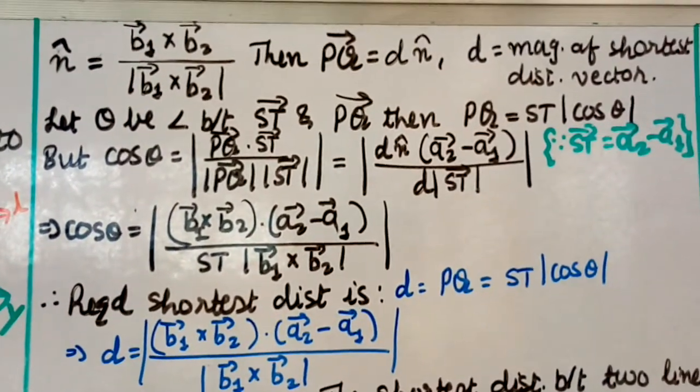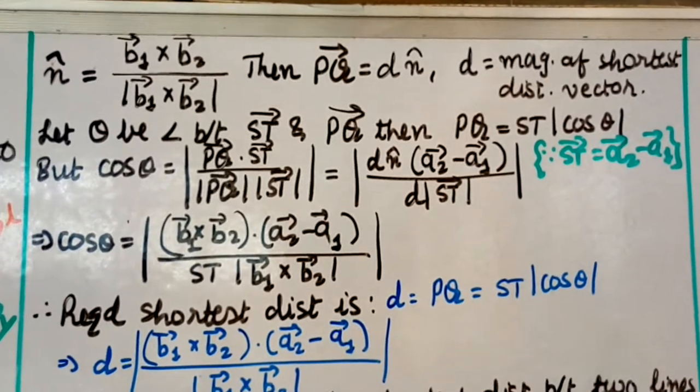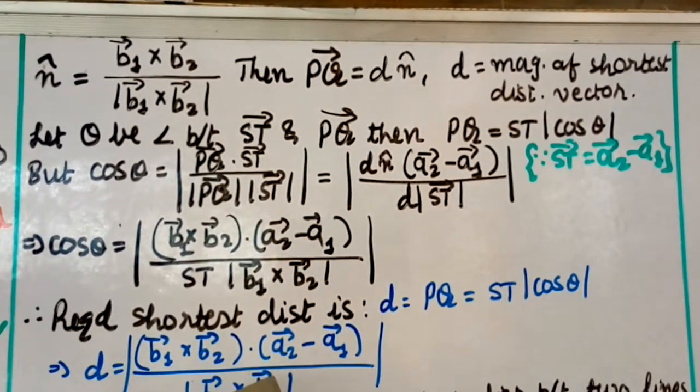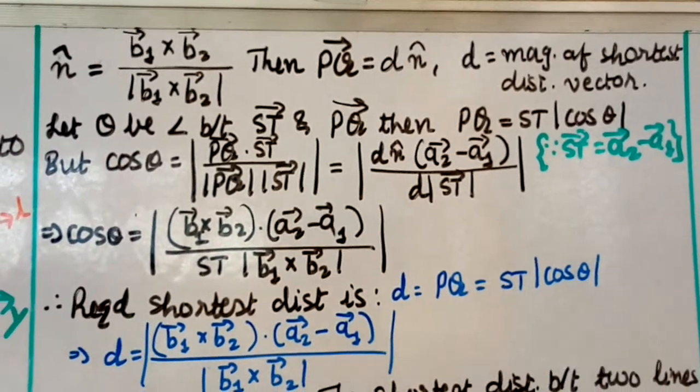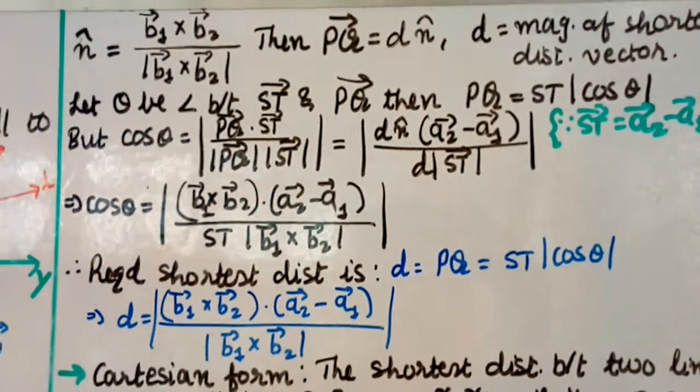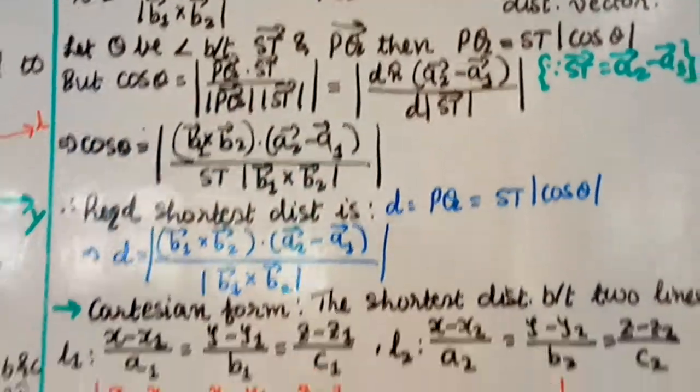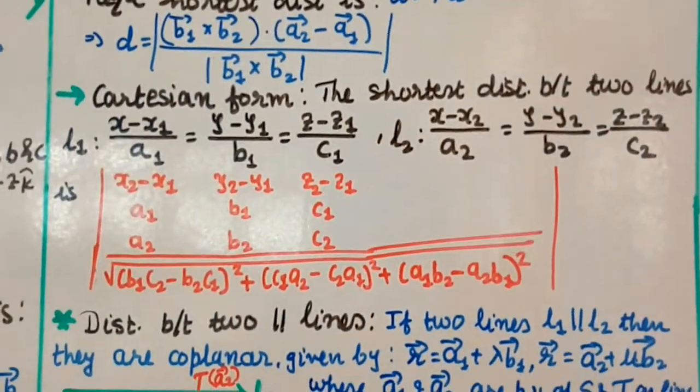So the shortest distance between the two skew lines is D equal to the magnitude of (b1 cross b2) dot (a2 minus a1), divided by the magnitude of b1 cross b2, and the whole magnitude you are taking. So that is the shortest distance in vector form. Now we shall write the same thing in Cartesian form.